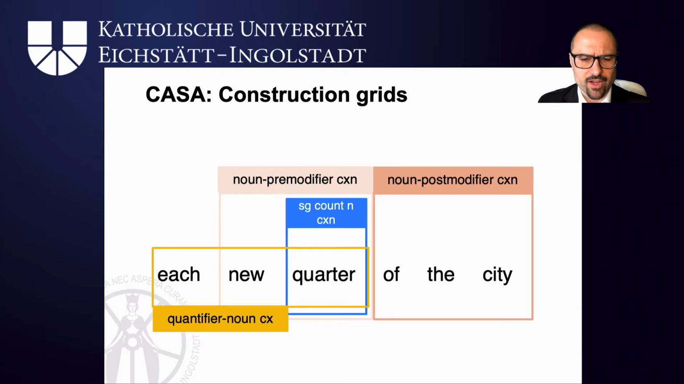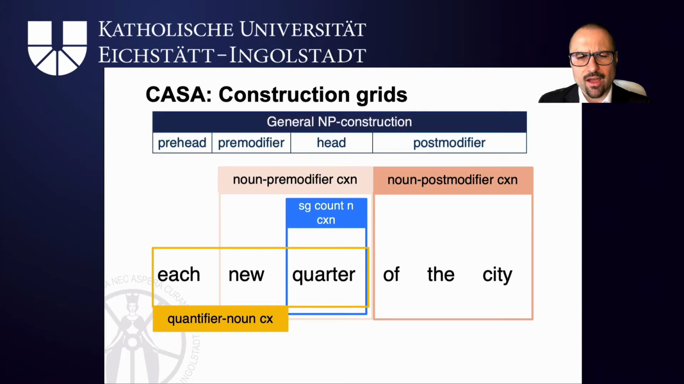Finally, we have a quantifier construction, something that we sort of skipped over during this course, but you can see that a quantifier construction scopes over quarter. So we can see how this specific construct, "each new quarter of the city," relies on a general noun phrase construction. We've got a pre-head slot where determinative elements or quantifiers can go, a pre-modifier as well as a post-modifier slot, as well as a head slot for the noun that's going to relate to the thing that we want to talk about in the most abstract cognitive sense.